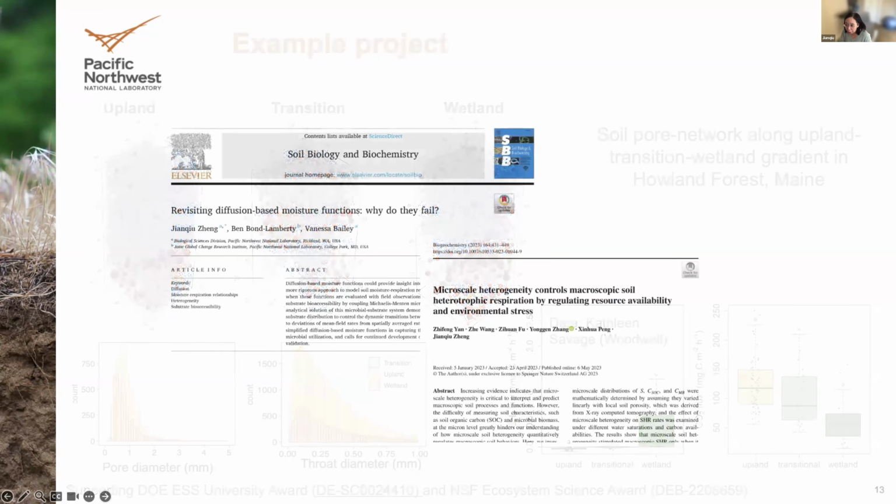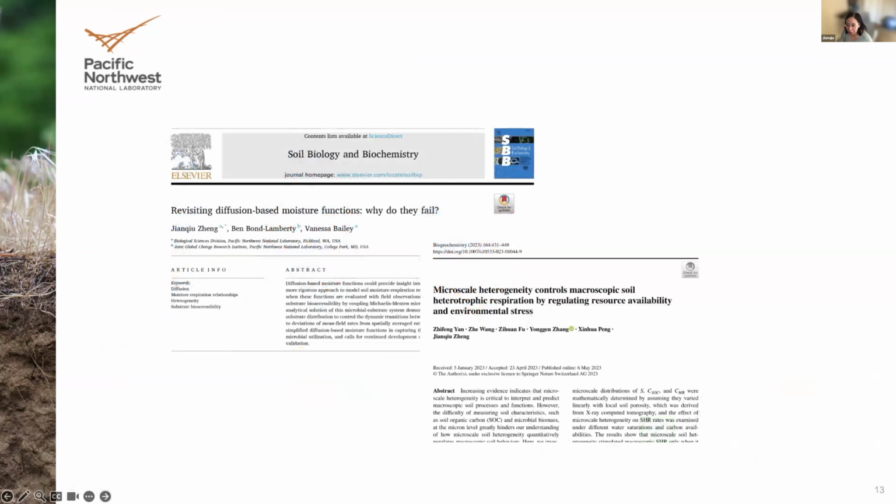If you want to know more about the approach I have been talking about, here are two of my recent papers that show the details of the calculations and how that can be used for theoretical consideration of how microscale heterogeneity would control microscopic soil respiration patterns.